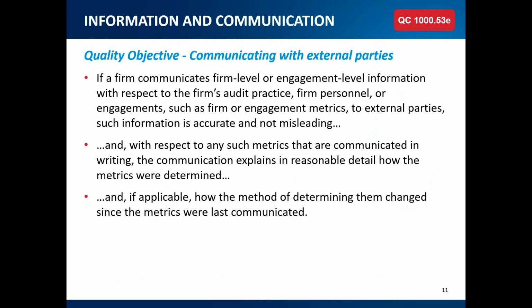Finally, the quality objective states that if a firm changes the method used to determine a metric that is communicated externally, the firm is required to explain the change made since the metric was last communicated. For example, if the firm decides on a going forward basis to include staff from its shared service centers that were previously excluded from the staffing related metrics, the firm needs to explain this change the next time the firm makes a communication of the staffing related metrics.